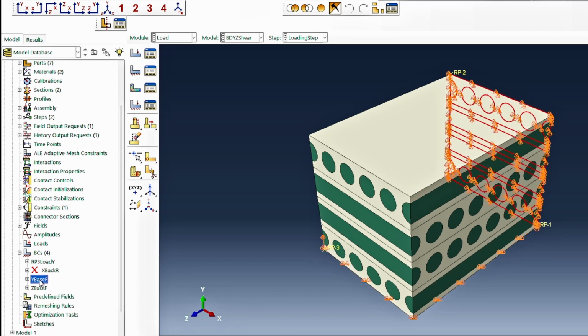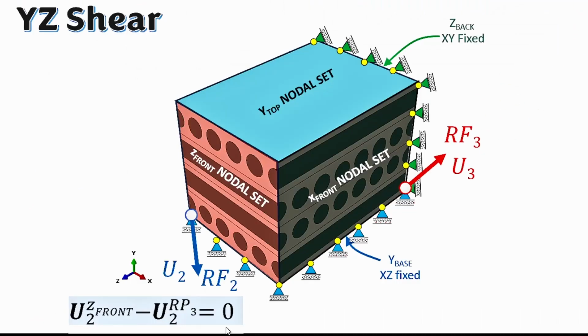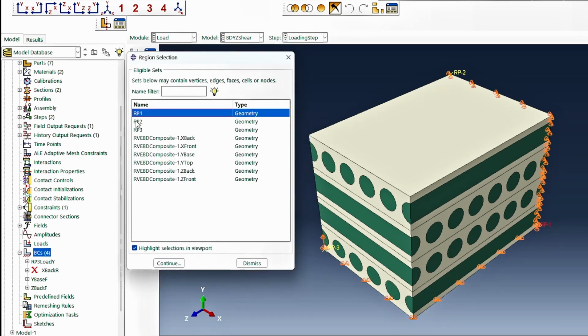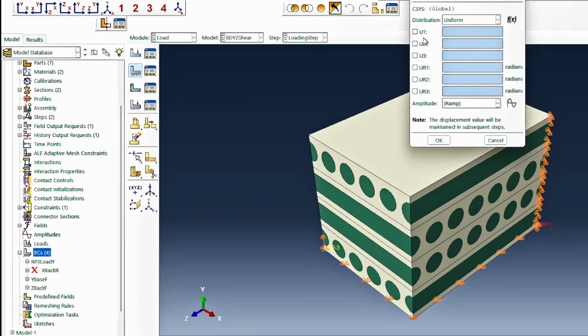Both constrained. If we then go back here and look at this, what we want is the reaction force in the third axis, and it's on reference point 1. So this will be reference point 1, load in the Z direction, and we're acting that on reference point 1, and it's acting obviously in the third axis.